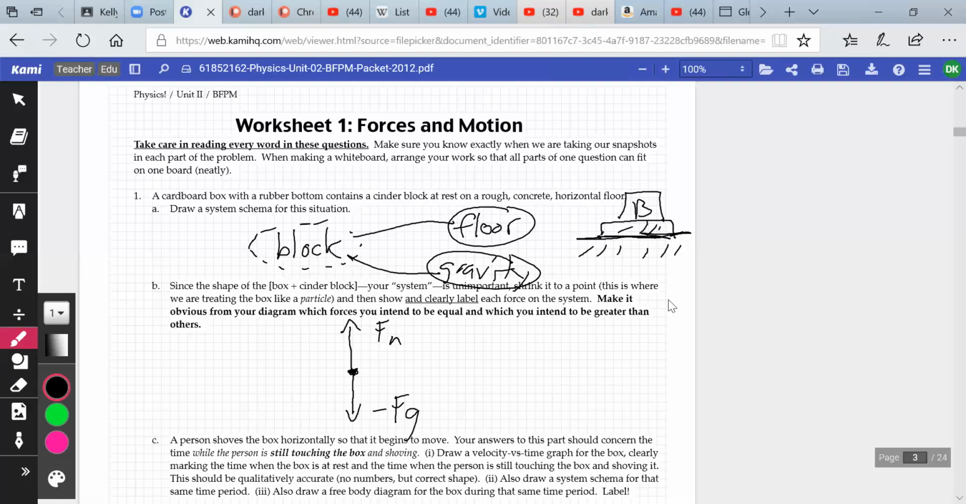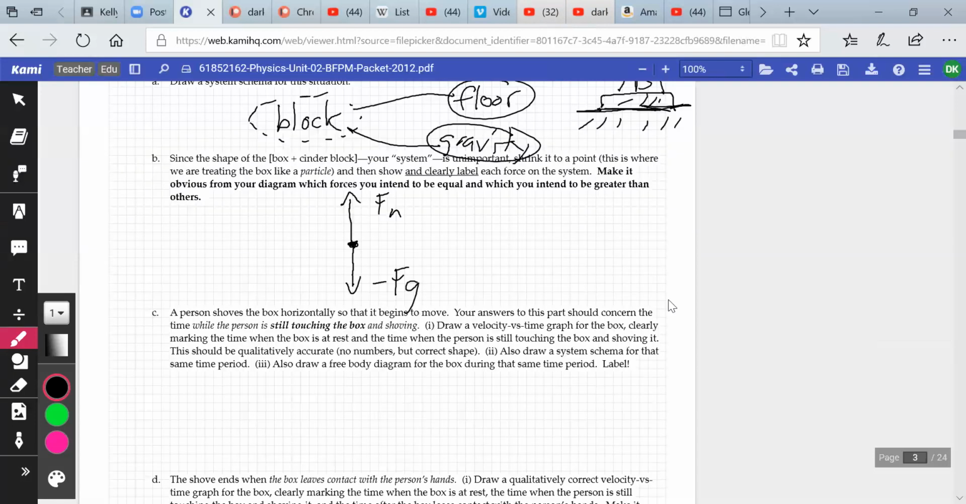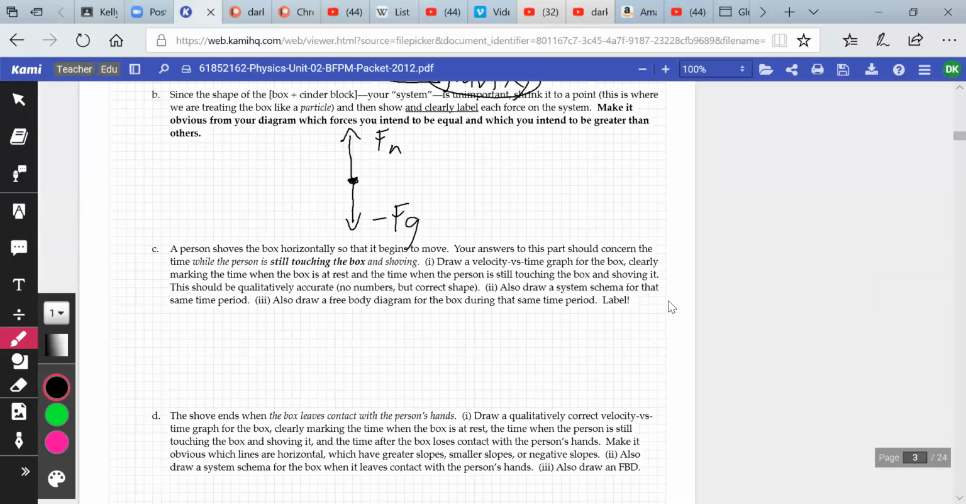Okay, so moving along. Now for part C, a person shoves the box horizontally so that it begins to move. So now we're going to see that friction comes into play. Because now we're going to start to push it, let's say to the right, and friction is going to go the opposite direction. Your answers to this part should concern the time while the person is still touching the box and shoving.